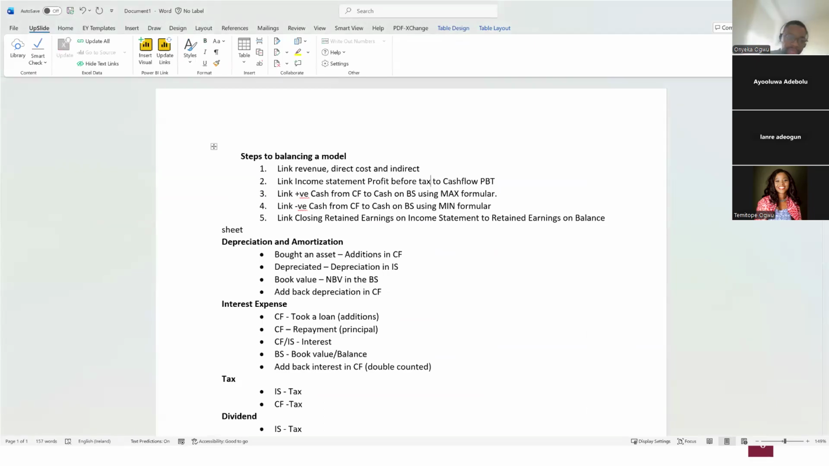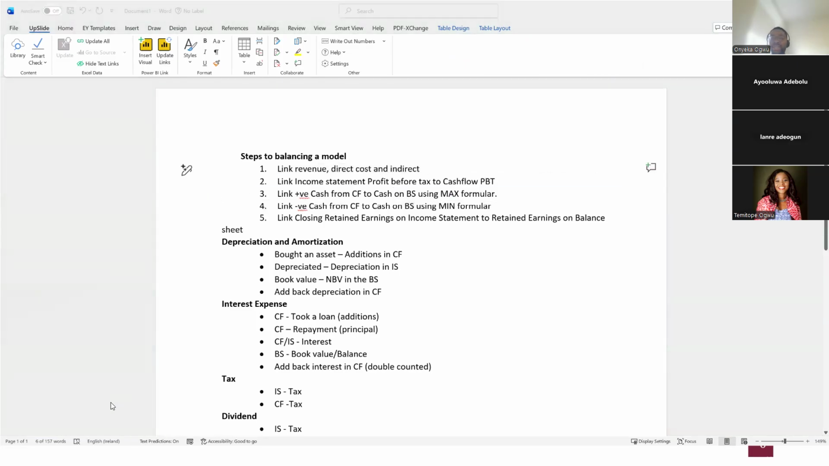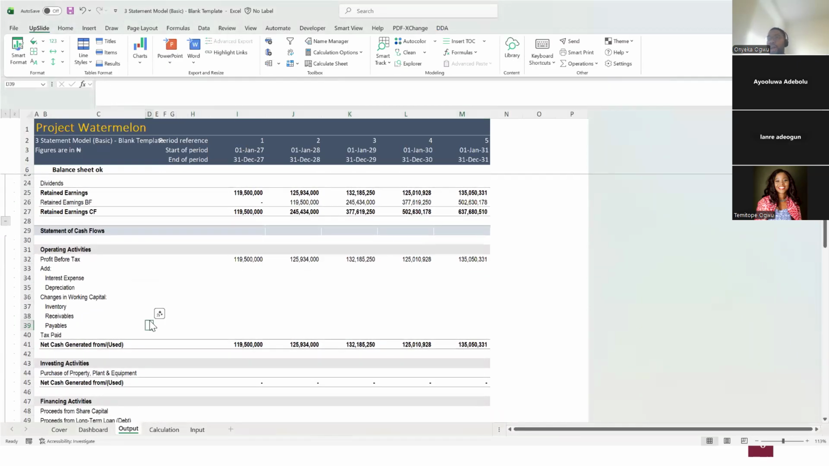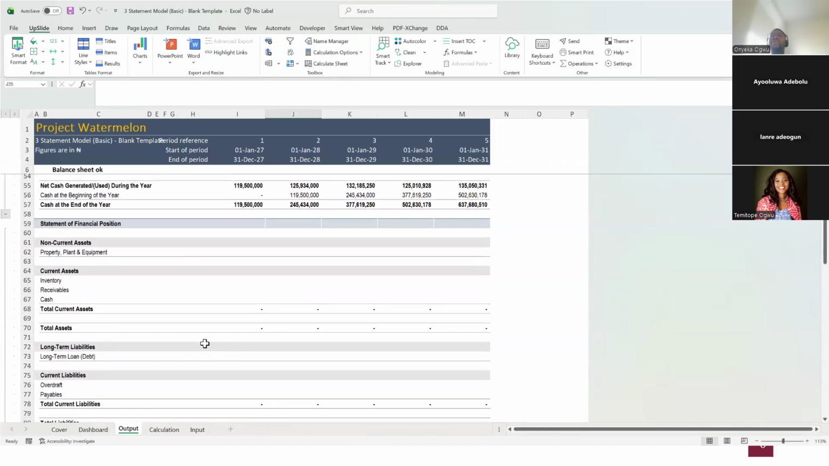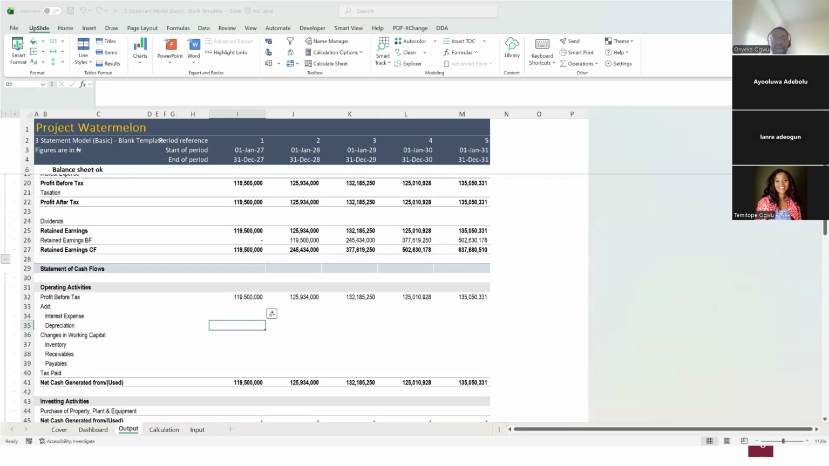Okay. The next thing is to link positive cash in cash flow to the balance sheet using the max formula. Link negative cash in cash flow to the balance sheet using the negative min formula. I will explain this. First, we did a major part of the income statement. Then we linked this income statement to cash flow. Now we want to link this cash flow to the balance sheet.